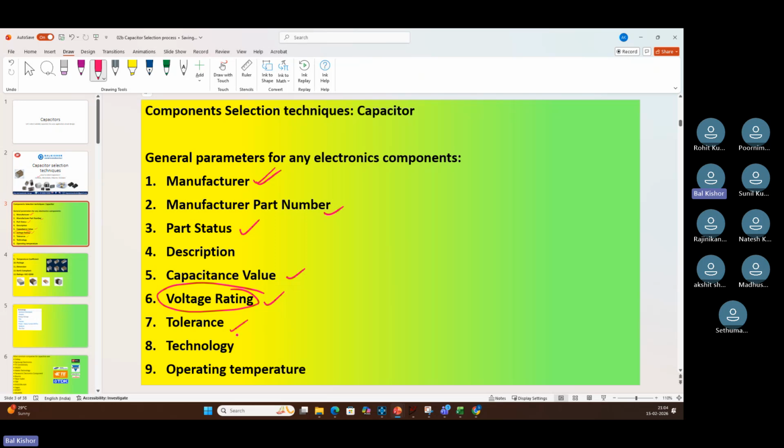And tolerance, as we already know, let us say if it is 1 microfarad, and if I'm telling plus minus 5%, then 5% up or 5% down it can go. So plus minus 10%, plus minus 20%, like that. For ceramic capacitors, plus minus 10% is most commonly utilized. Then what is the technology that is used to make this particular capacitor, whether it is multi-layer, MLCC or something like that, and operating temperature and all.